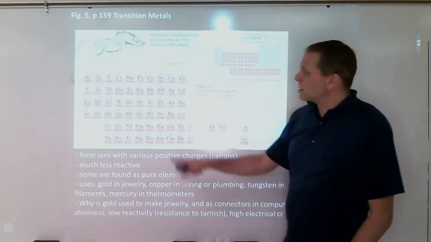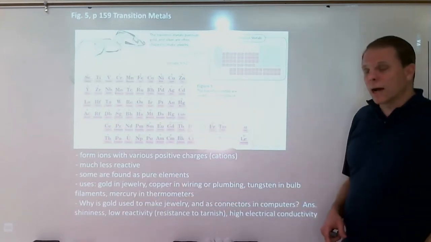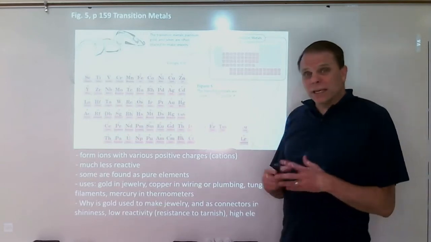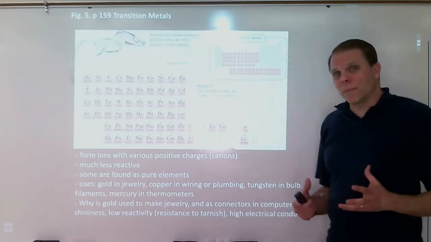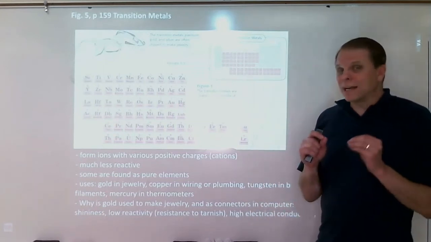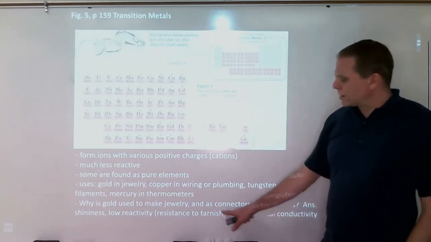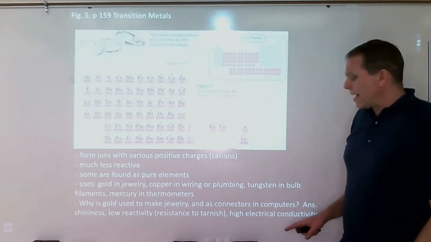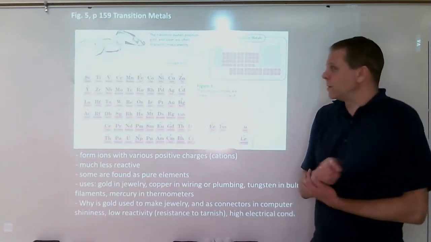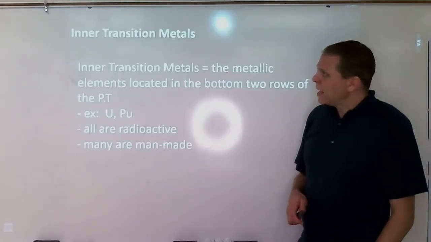Why do we use things like gold for jewelry as well as connectors in computers? Well, because it's easy to bend and shape into the shapes you want, and it's very shiny, very reflective, and does not corrode. Okay, that's tarnish, that's another word for that. It also is highly electrically conductive, and so that's why we use it in computers so well. Very good conductor of electricity.